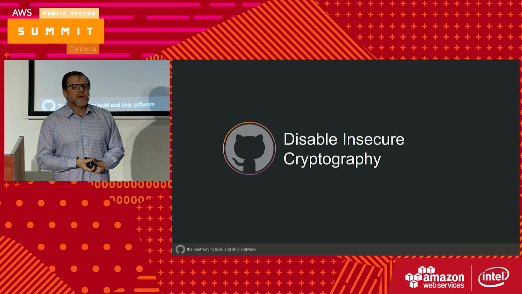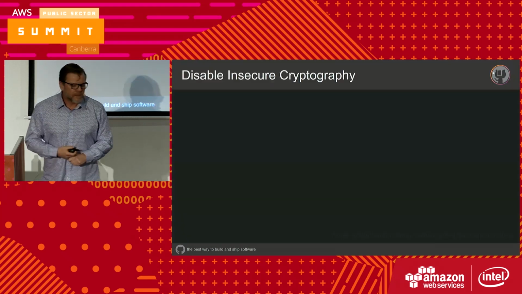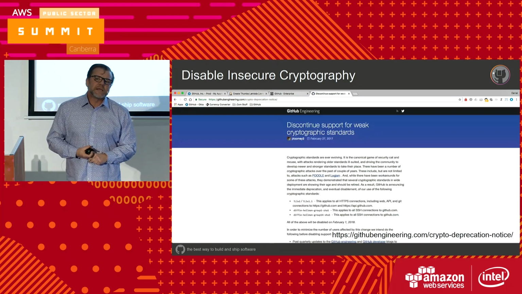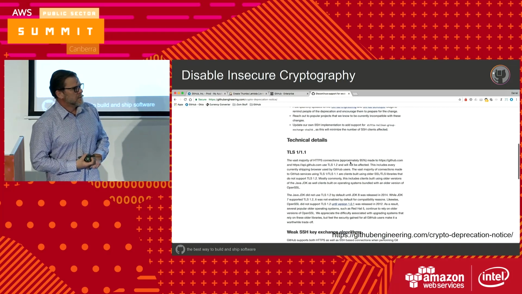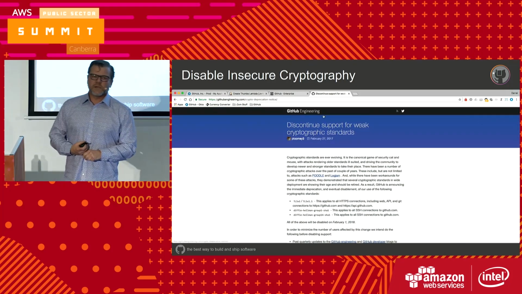The last one I want to talk about today is disabling insecure cryptography. So in February, we announced that from February next year, we are going to drop support for TLS version 1.0 and TLS version 1.1 from our product. That's going to happen in February on github.com, and it's going to happen soon after for GitHub Enterprise.